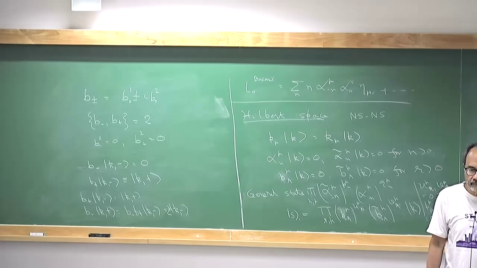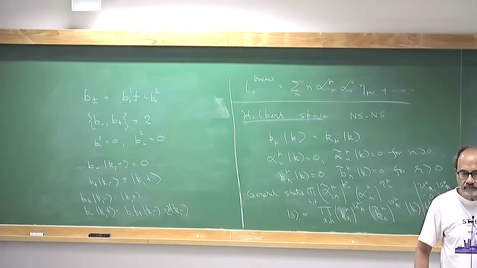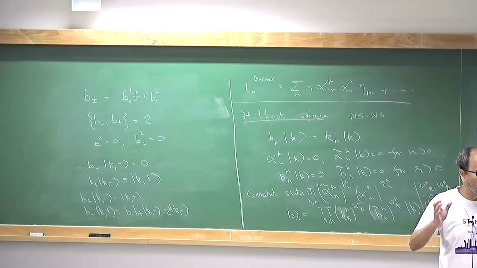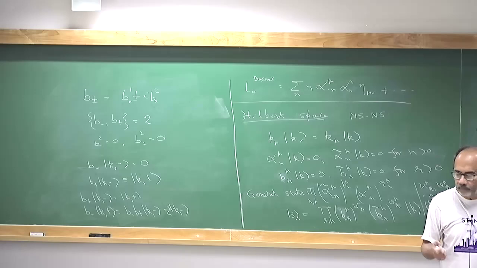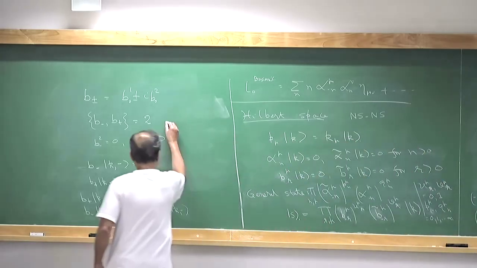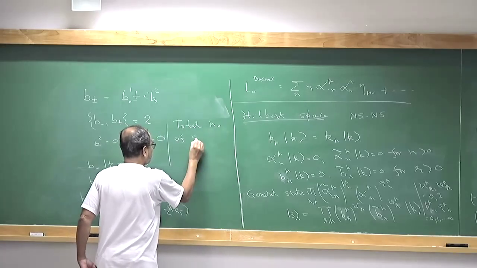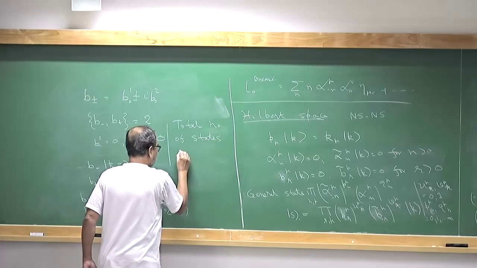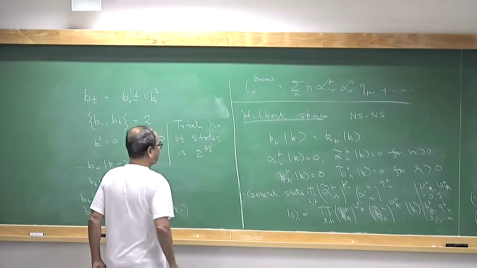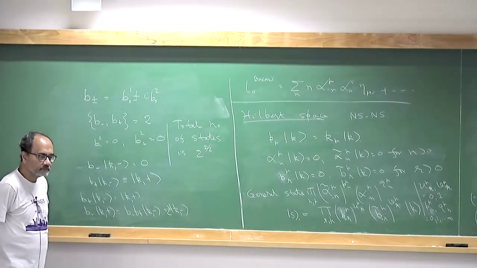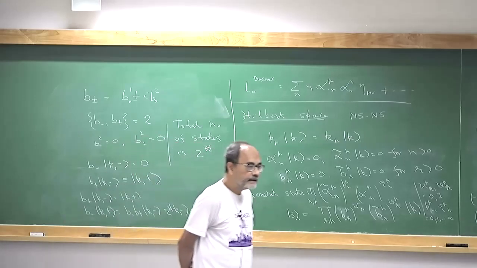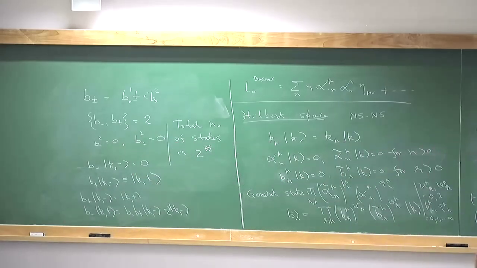So you see that in the spinorial representation, there is a 2 to the power of d by 2. So you can do it for d by 2 pairs. You'll have d by 2 pairs. So total number of states will be 2 to the d by 2. Which was just 1 in the NS sector. Instead of 1 state in the NS sector, you will have 2 to the d by 2 states.